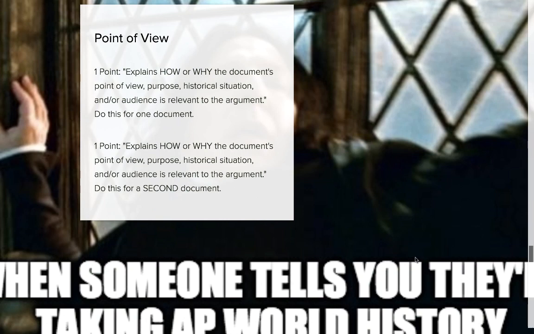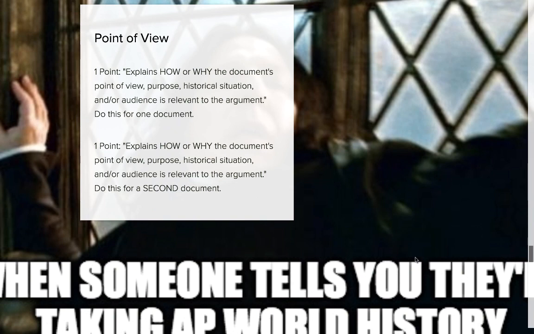So once again, you explain how or why the document's point of view, purpose, or historical situation and/or audience is relevant to the argument. You do this for 1 document, or you do it for a second document. The key thing here is folding it in. You can't just say, hey, this document was written by a government official, so they're biased. Okay, well, why would that make them biased? How is the historical situation or the time when this is written influential in the document? Okay, why is who this document is written for influential in the document, and how would that impact your argument?